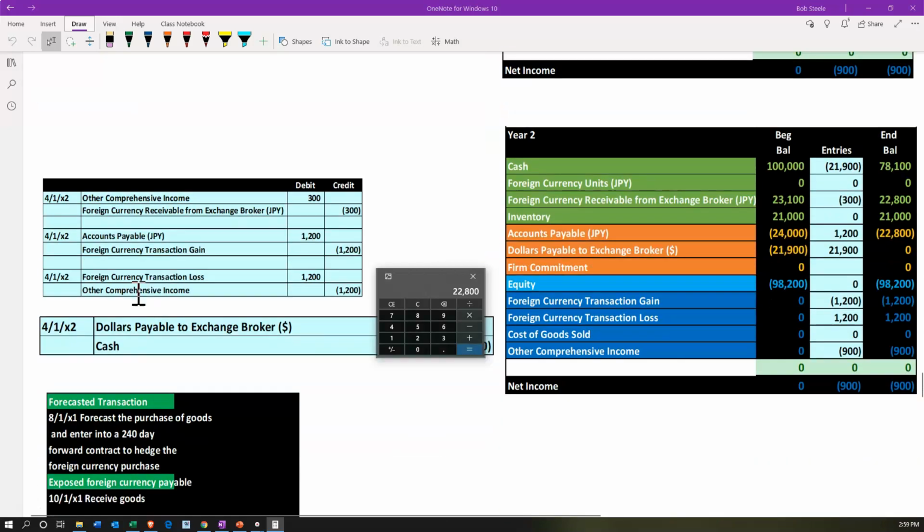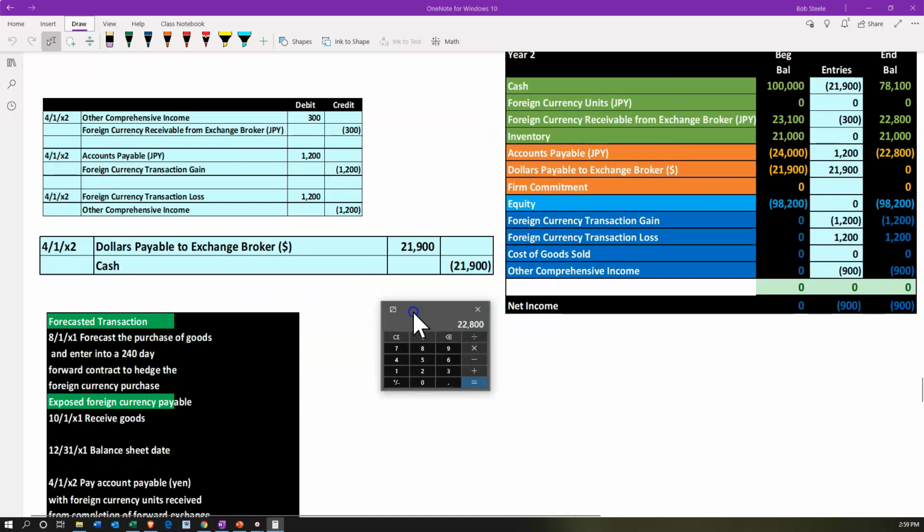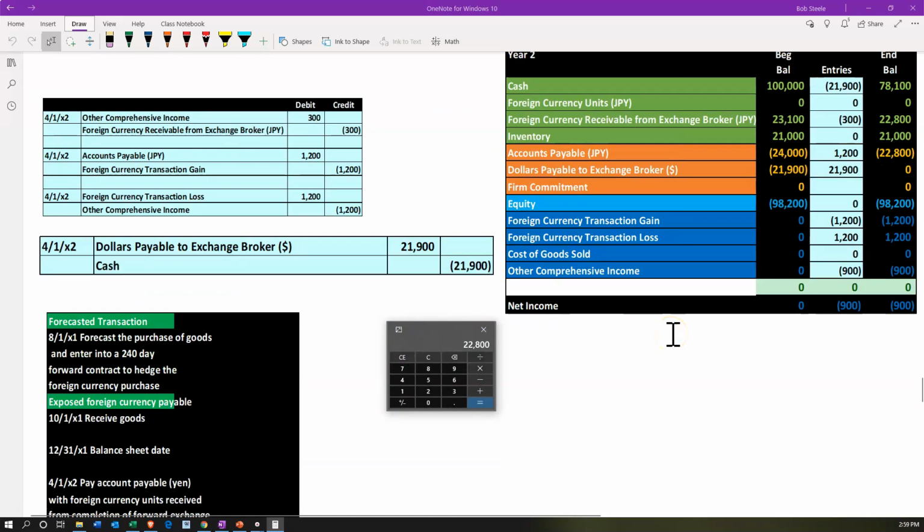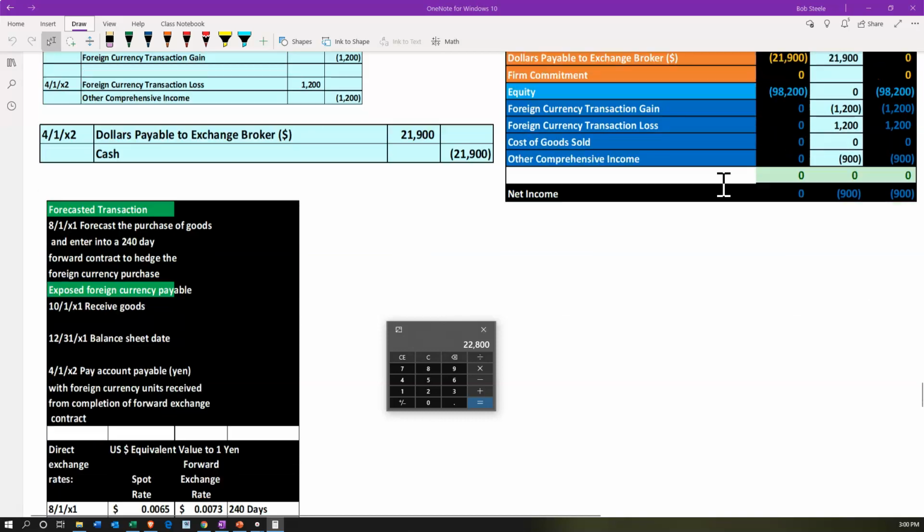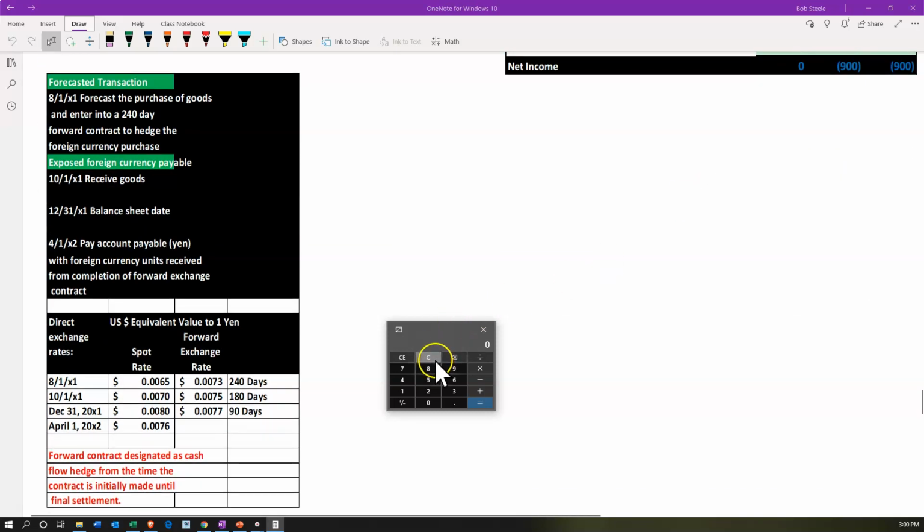Next, we're going to pay off the payable that we have. So the payable on the books, this was for the forward contract, was on the books for the 21,900. So we have the 21,900 payable. We're simply going to pay it off because it is in cash. You'll recall that this thing just sat there the whole time. We haven't done anything to it.